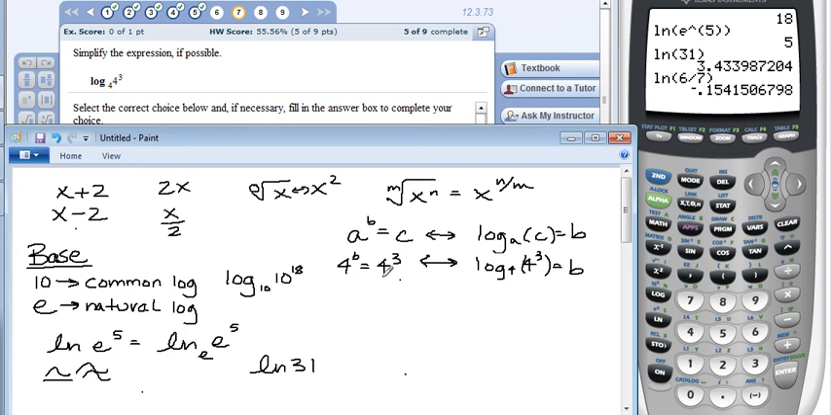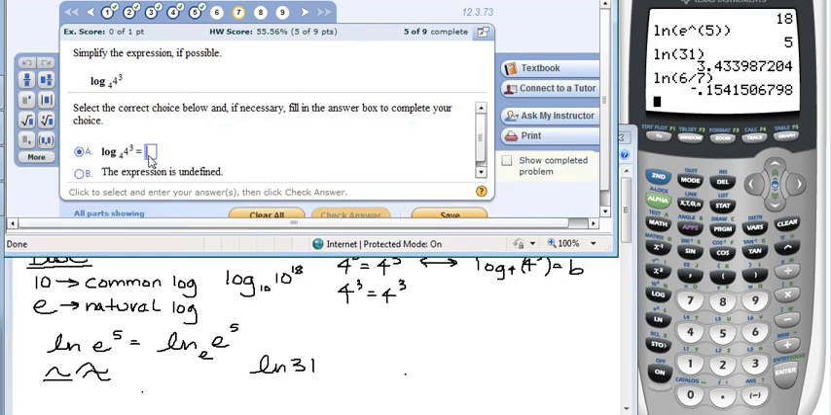4 to some power is equal to 4 to the third. Well, doesn't b have to be 3 in order for that statement to be true? This is the only thing that's true. So b has to be 3. Look at how easy it is when you convert it over to an exponential. Logarithmically, it looks like a nightmare, but it's really not.